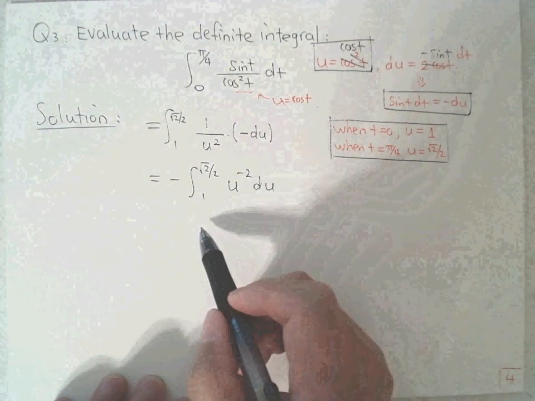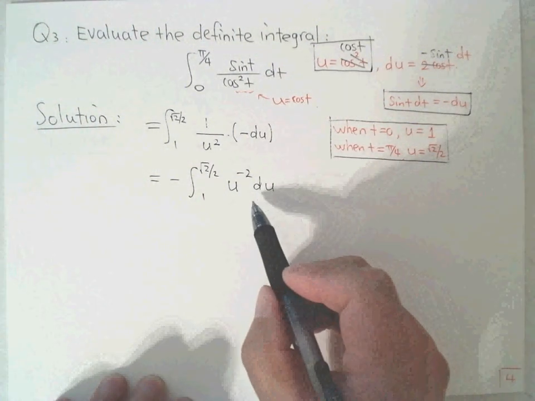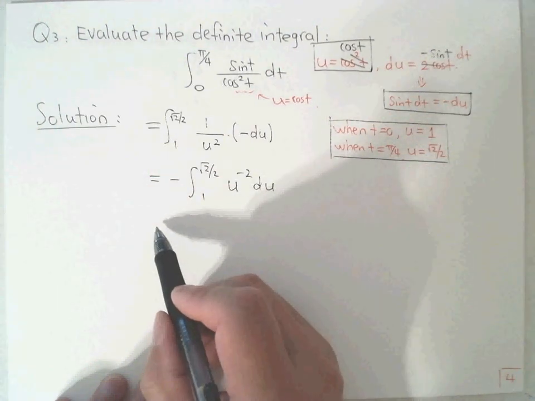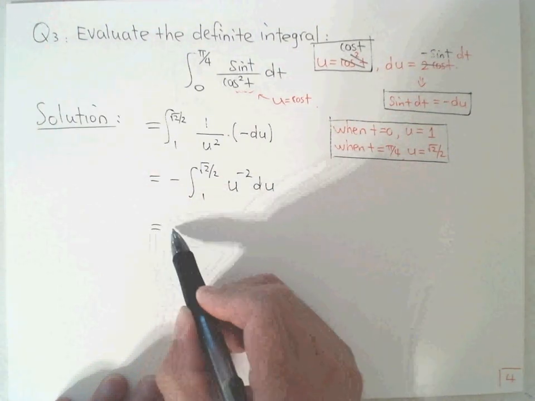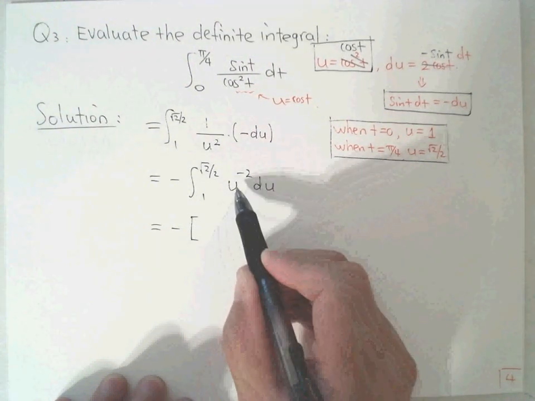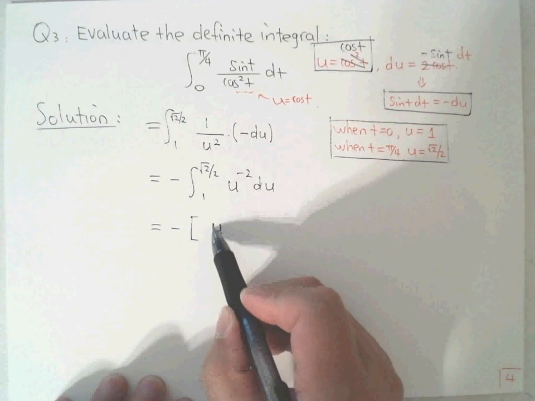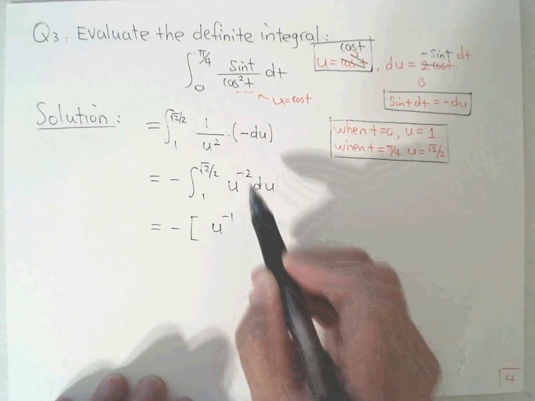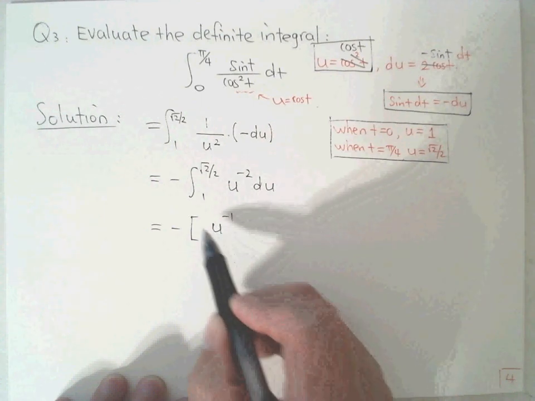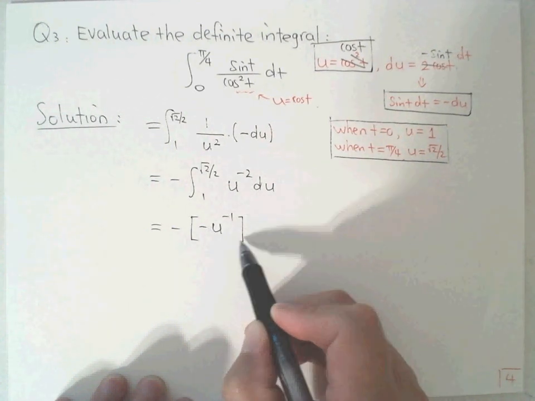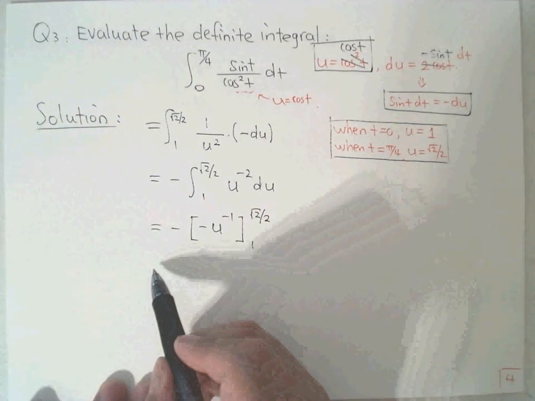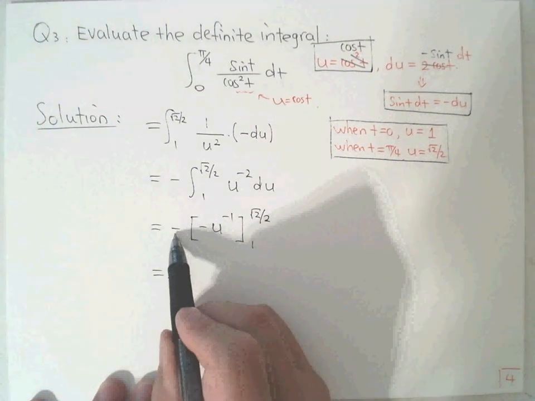So we have a negative, and then we need to do calculation. So this is the power. Okay, so we need to do what? We need to find the power. We're going to do u raised to the negative 1's power plus 1, and then divided by negative 1, which is negative 1 here, from 1 to square root of 2 over 2.